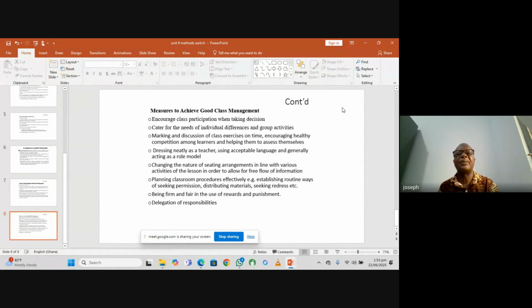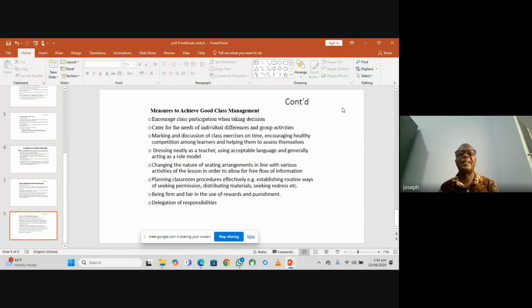Cater for the needs of individual differences and group activities. Mark and discuss class exercises on time so that you can give them feedback to help them identify their strengths and weaknesses. Encourage healthy competition among these learners and help them to assess themselves, whether they are progressing or not. It's not you, the teacher, alone who assesses them. Let their colleagues assess them. Let them assess their own learning as they progress.